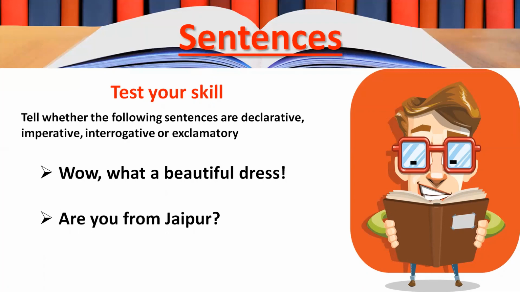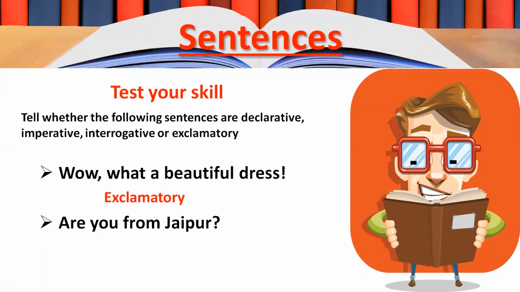Coming up next, wow, what a beautiful dress! What is there at the end of the sentence? An exclamation mark. So what type of sentence is it? It is an exclamatory sentence. Next sentence, are you from Jaipur? What do you see at the end? A question mark, and it is beginning with an asking word. So what type of sentence is it? It is an interrogative sentence.